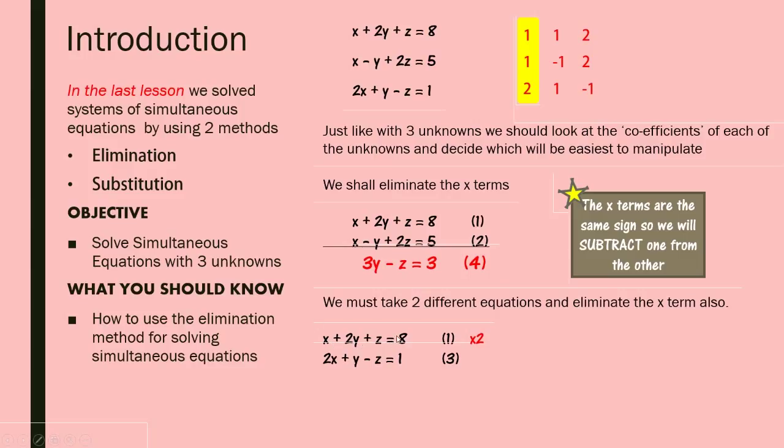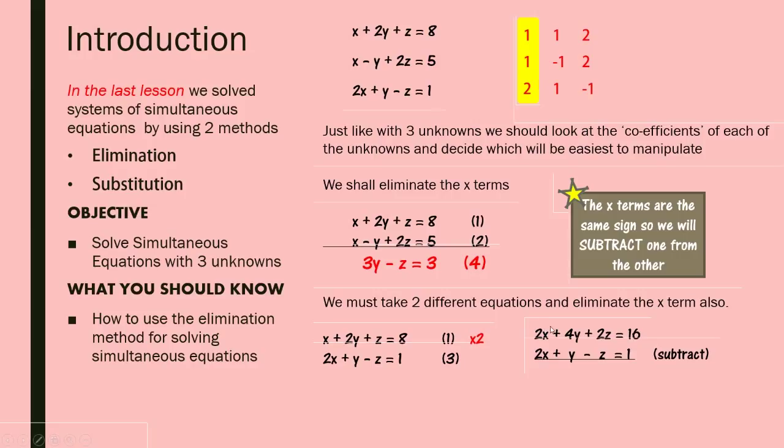When I multiply the x plus 2y plus z equals 8 by 2, the whole way across, I'll get 2x plus 4y plus 2z equals 16, and I'm going to copy the other one across. Just like before, the x terms are the exact same sign, 2x and plus x, so we're going to subtract to get our new equation.